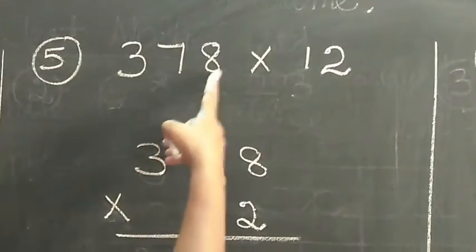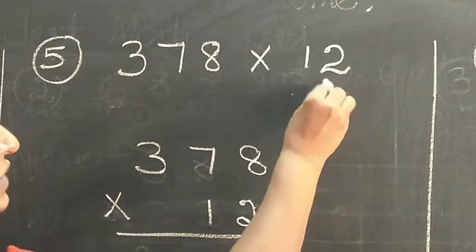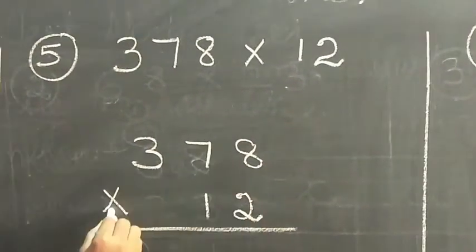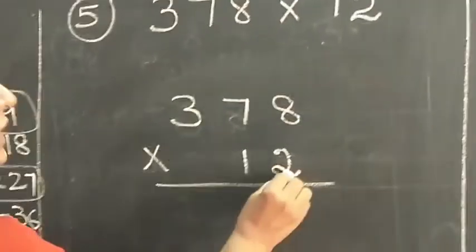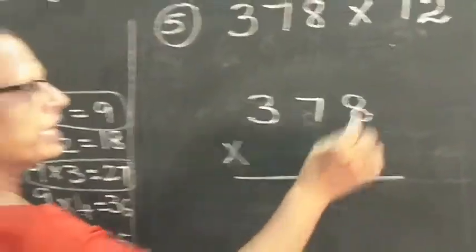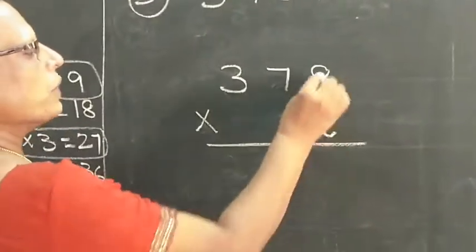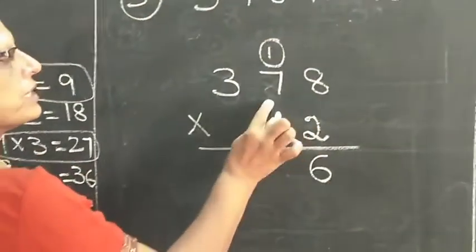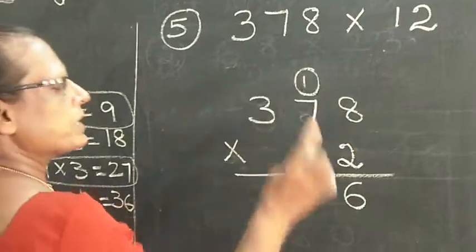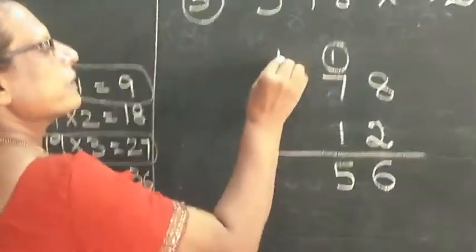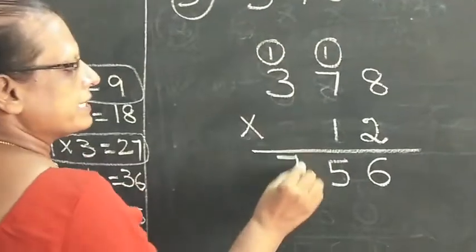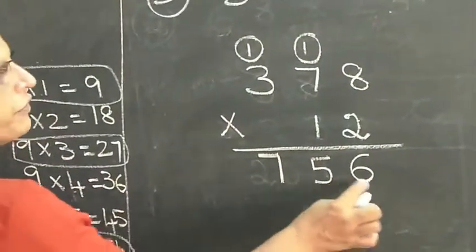378 multiplied by 12. It's a very easy table, isn't it children? 378 multiplied by 12. So the 2 table is very easy. So you can do it directly itself. Okay. 2 8s are 16. 2 7s are 14. 14 plus 1, 15. And then 2 3s are 6. 6 plus 1, 7. Okay, 756.